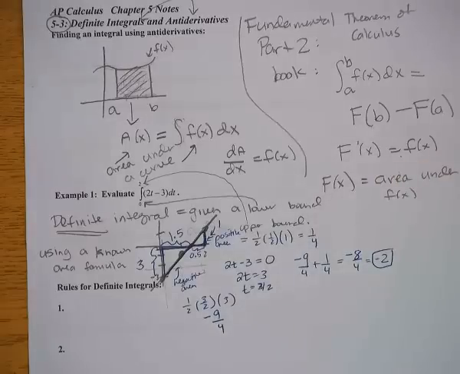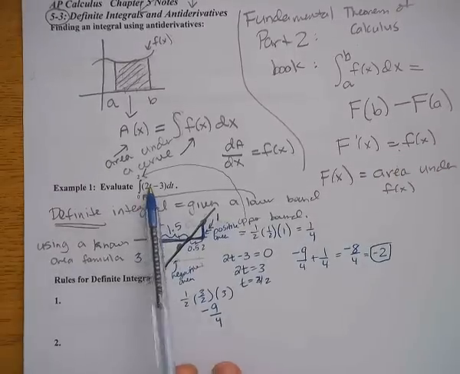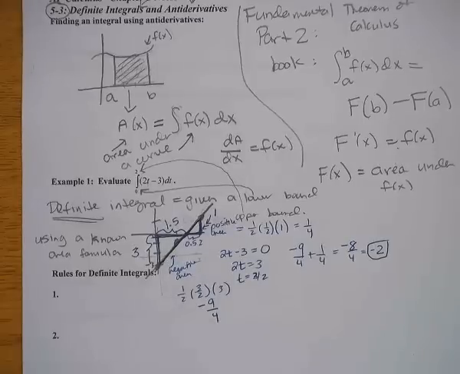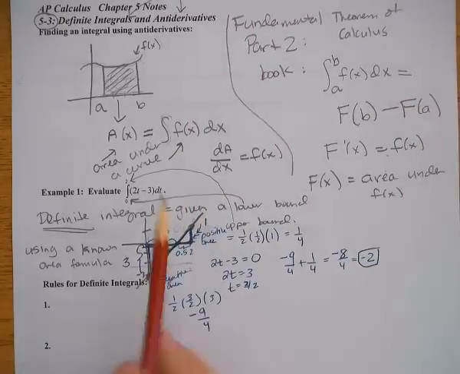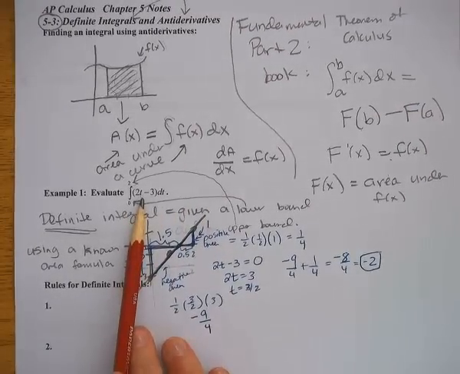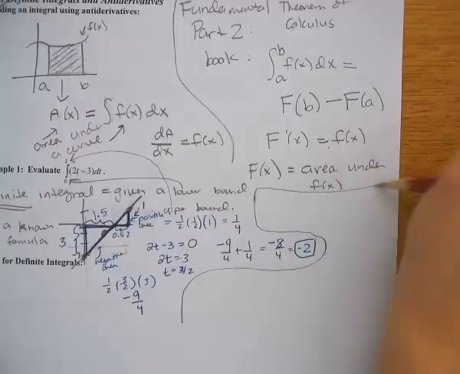So that method totally works. That's the 5.1 method. Because that was a straight line, so it formed triangles, there was a known formula for that, totally fine. But let's practice doing the antiderivative because it's easy to do with lines, and so we can learn that method as well.